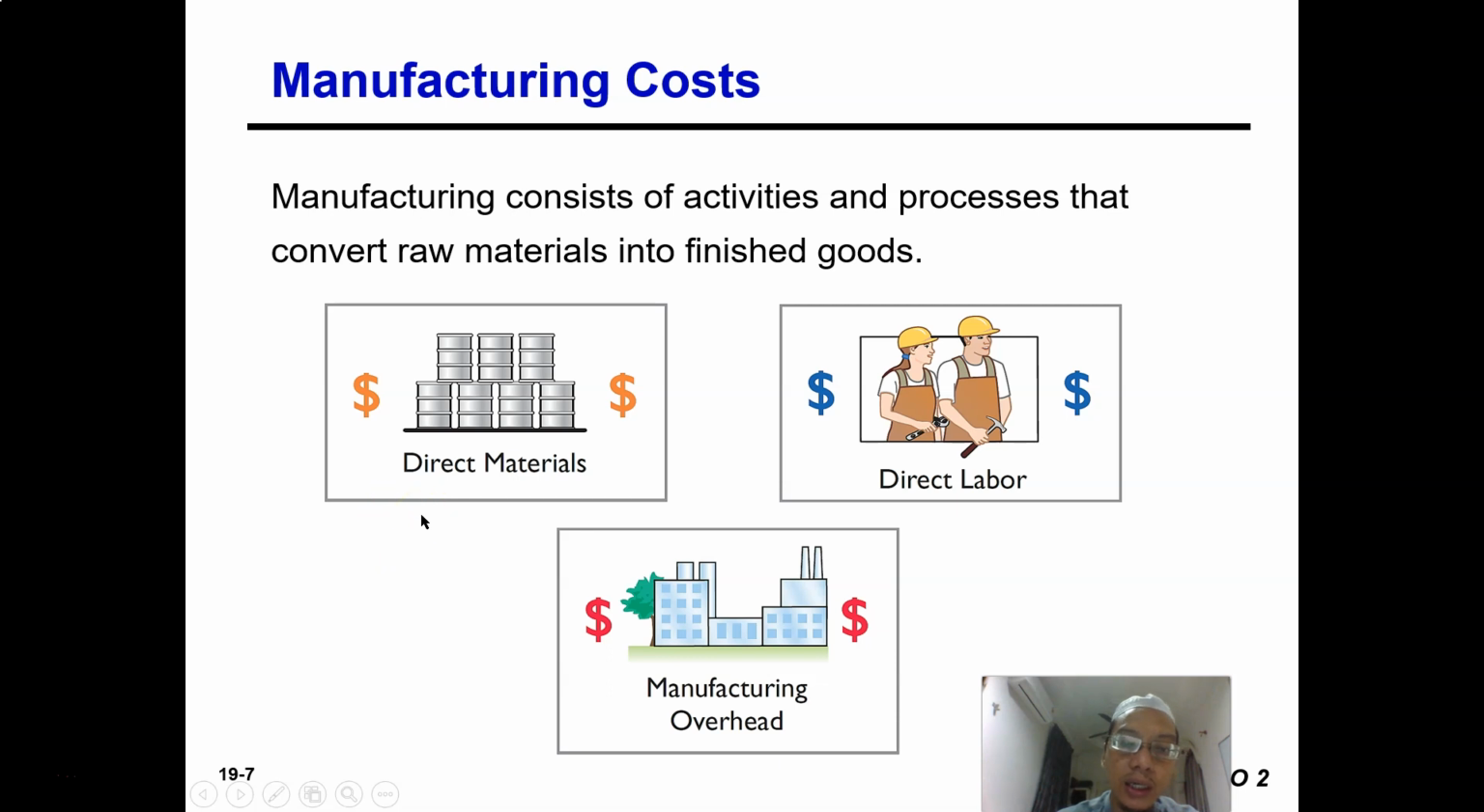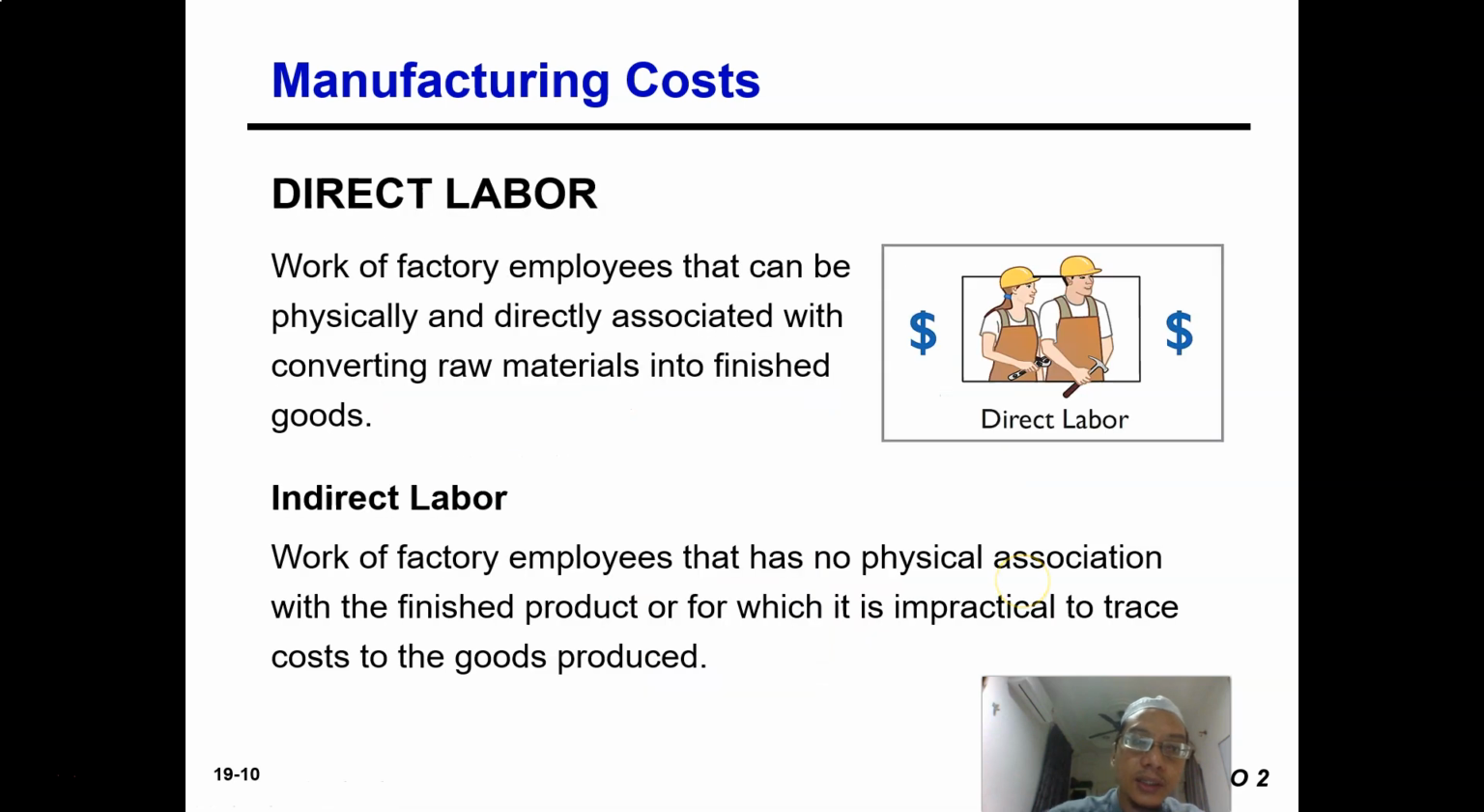Like I said, like adhesive, like lubricants. Okay, and then there's the direct labor. Direct labor are work of factory employees that can be physically and directly associated with converting raw materials into finished product. The people who are directly involved with assembling, converting the raw materials into the finished goods.